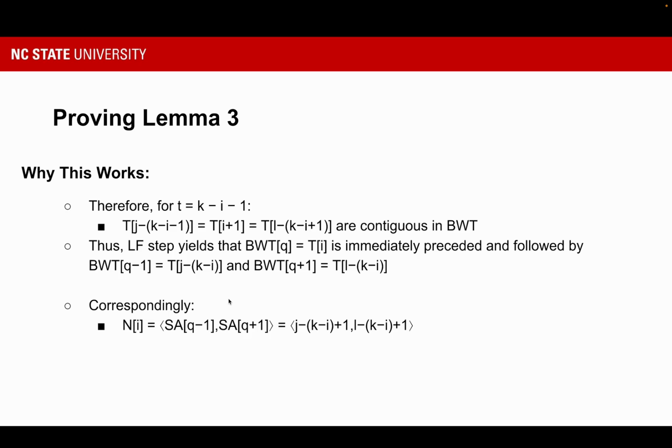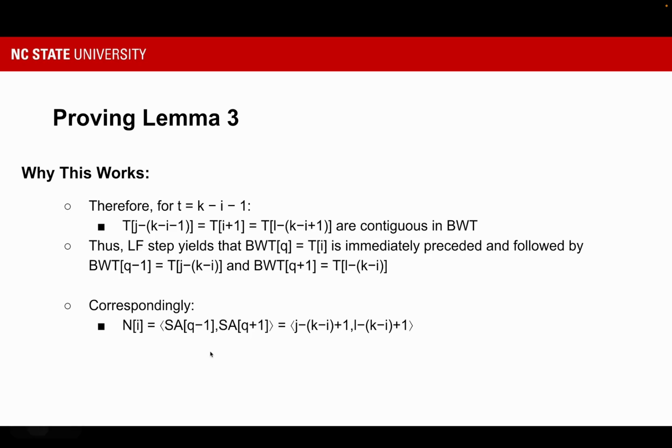So this LF step eventually gives us BWT of q that is equal to T of i, which also helps us to find BWT of q minus 1 and BWT of q plus 1. Correspondingly, once we have BWT of q minus 1 and BWT of q plus 1, we can use the other data structure to find out SA of q minus 1 and SA of q plus 1.